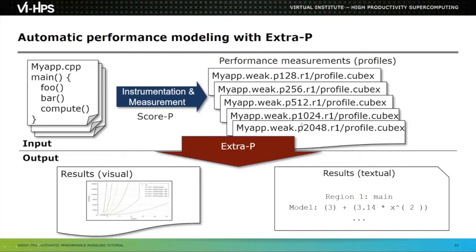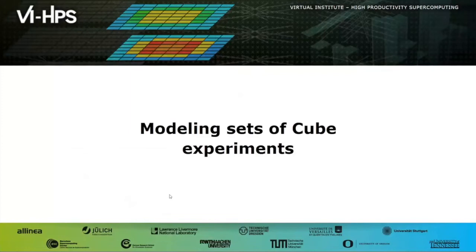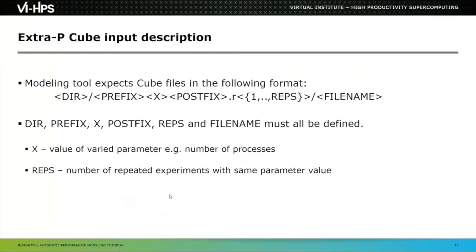Then Extra-P will take these cube profiles and, depending on whether you run the command line version or the GUI version, either give you a textual representation of the data, where you can see the model and the region that you modeled, or show you the graphical representation. So now if we want to model a set of cube experiments that are coming from Score-P, we need to know a few things.